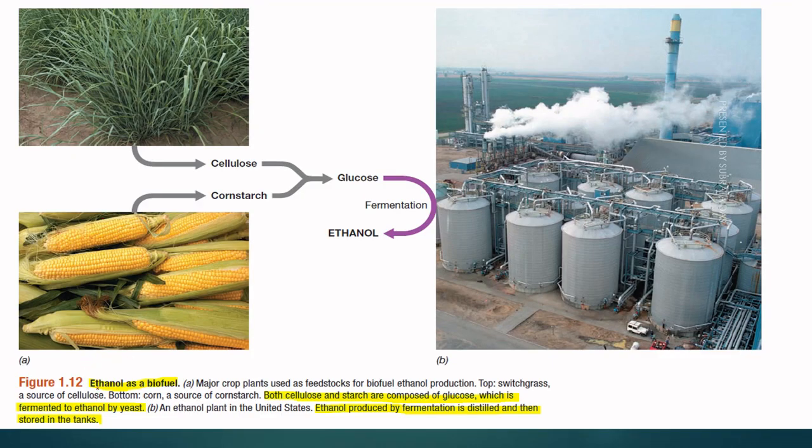Next importance, that is the last importance, is ethanol as a biofuel. So here we can see cornstarch and cellulose, all these complex carbohydrate products are broken down to glucose by the microorganisms, and then further fermentation is done by these microorganisms and they produce ethanol. This ethanol is produced in industry, and the ethanol which is produced is used as a biofuel for many uses.